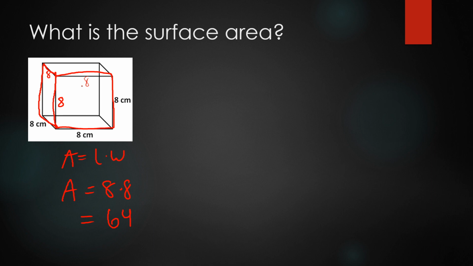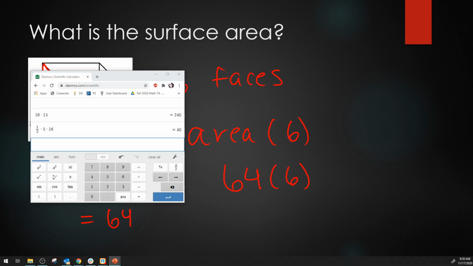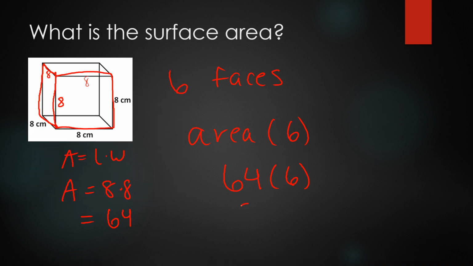So since I know that there are 6 different faces, there's 6 different sides of my cube, all I need to do is take my area and multiply it by 6. So I'm going to take 64 and multiply it by 6. And again, you can type this into a calculator. And when I do that, I get 384. So 384. That is the surface area of this cube. So 384 centimeters squared.